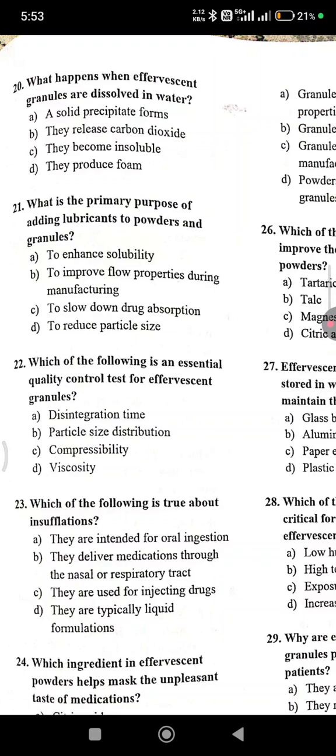Question number 22. Which of the following is an essential quality control test for effervescent granules? Option A, disintegration time.